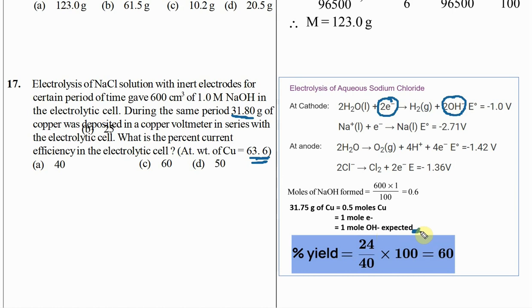But what is the moles of OH minus formed? So this is the moles of OH minus formed, 0.6. So what is the efficiency or the yield? Sorry, we don't even need to do this. This is based on calculating the mass. I can just do 0.6 by 1 times 100, which is 60. So that's going to be Charlie.